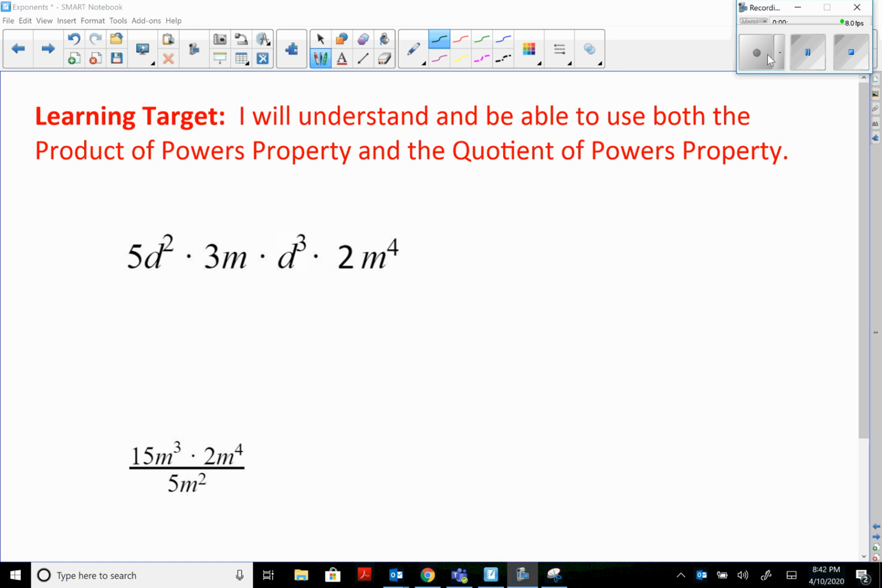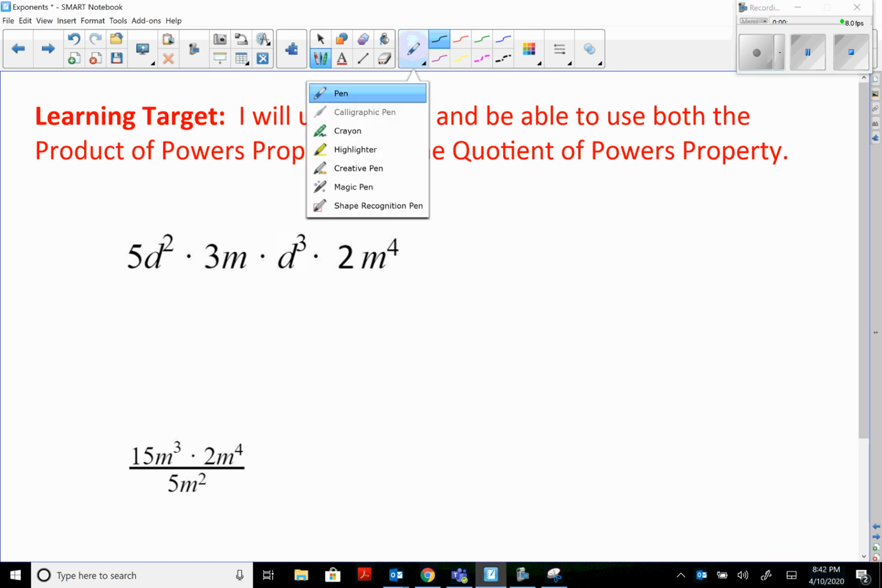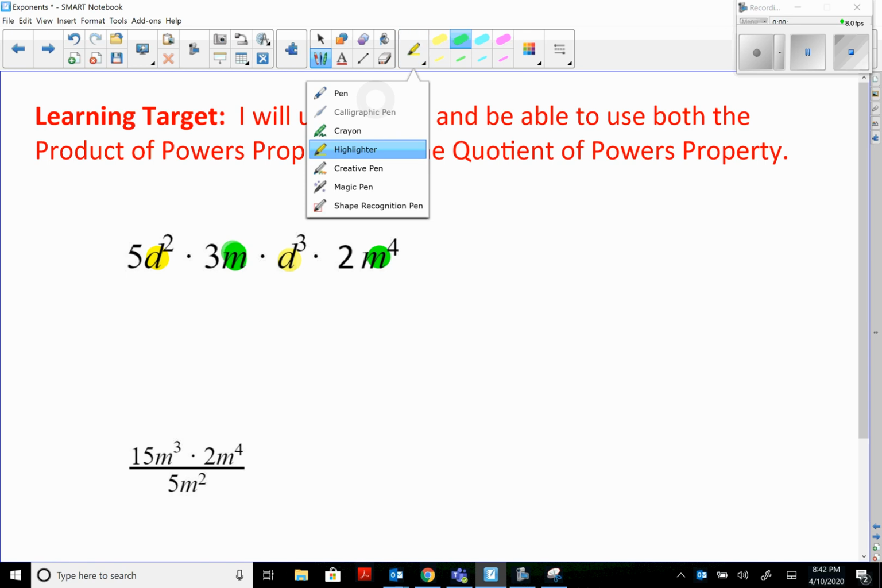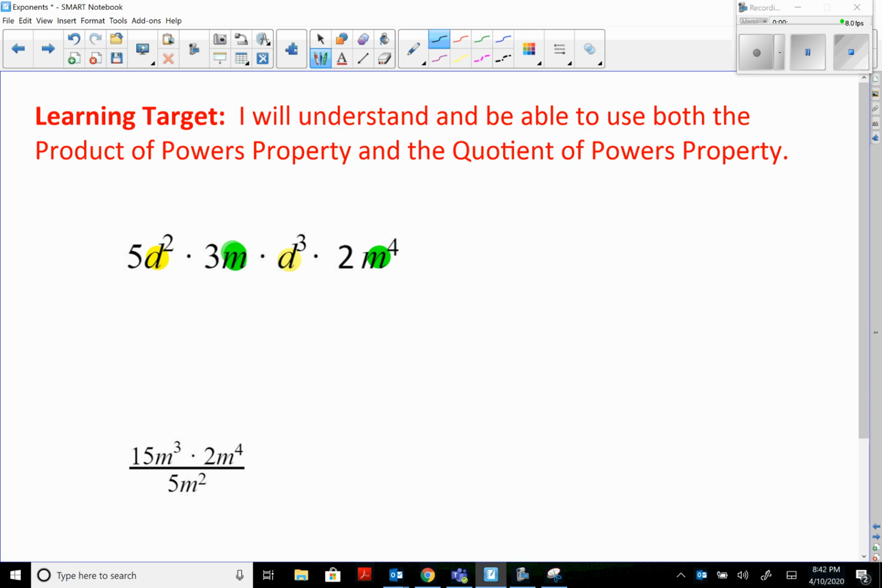So looking at this very first example, you can see that it's all multiplication. And we have two different variables, the variable d, and then we also have the variable m. And then we have some coefficients. We have a 5 and a 3 and a 2. And technically, there's also a 1 in front of that d to the third power. So I'll go ahead and just write a 1 there.